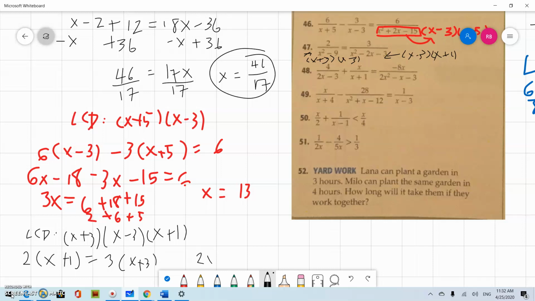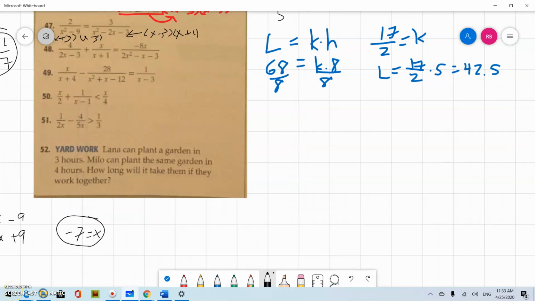So then when we distribute, 2x plus 2 is equal to 3x plus 9. So then we minus 9 on both sides, and minus 2x on both sides. So then it's minus 7 is equal to x. So that's my answer. And then we're going to check if that is correct for this question. And when you check, it is correct.